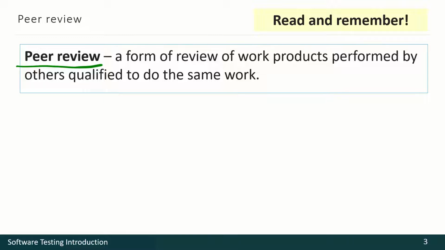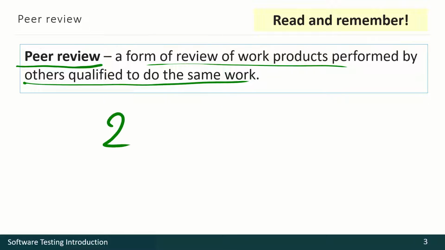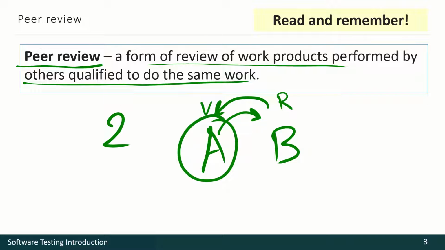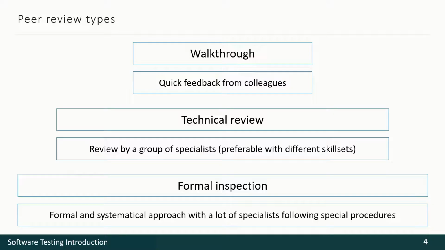So, what is peer review? As usual, here is an official definition. The idea is simple. Imagine there are at least two people, person A and person B. One person creates a work, then he passes his work to the person B, and that person B reviews the work. He doesn't make any corrections, he only marks those suspicious places that he thinks contain some defects. And then he returns the work back to the author, to the person A.